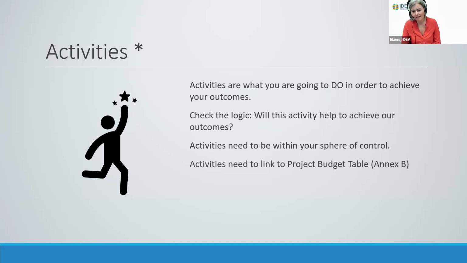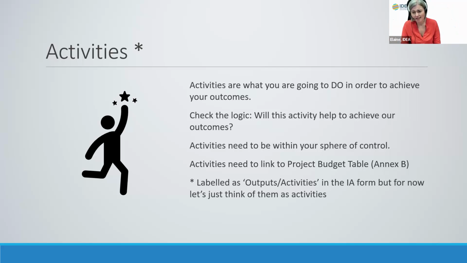And they also need to link to the project budget. So that's Annex B to the application form. And this is a really good reminder, because the activities are transposed exactly as they're described, and as they're divided in the results framework, into the actual table of the project budget. So it's really important that they're quantifiable and that they're things that you can easily put different costs against when you go to complete the project budget in Annex B.